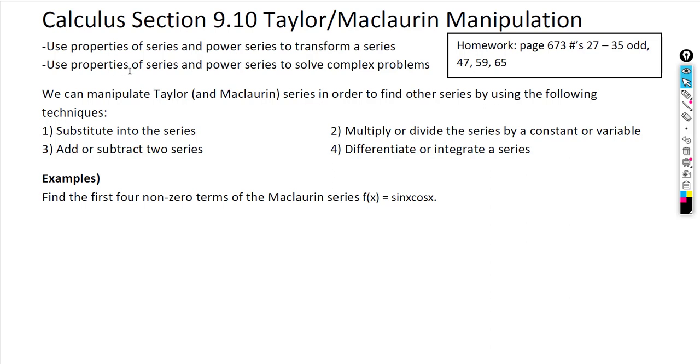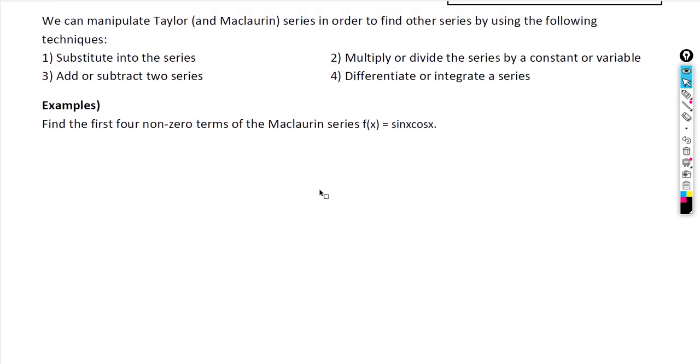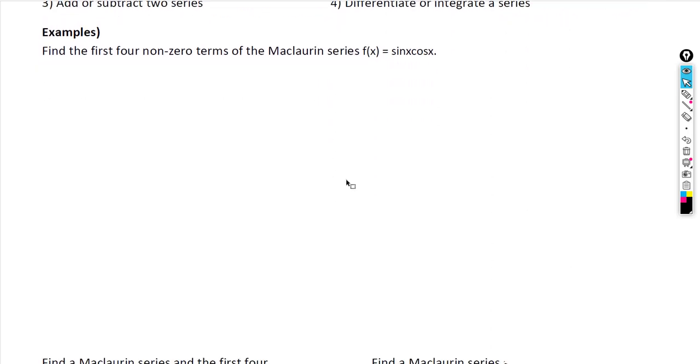Okay, we're going to use properties of series and power series to solve complex problems, right? So we can manipulate Taylor-Maclaurin series in order to find other series by using the following techniques. One is we can substitute into a series. We can multiply or divide the series by a constant or variable, okay? We can add or subtract two series, and we can differentiate or integrate a series. Okay, so let's get started here with going down those specific examples.